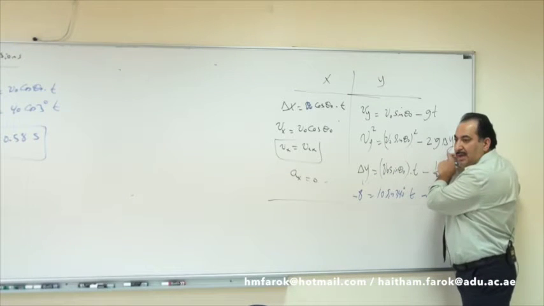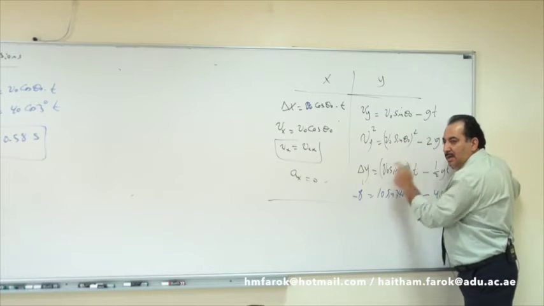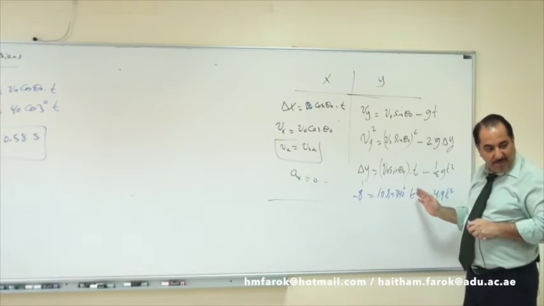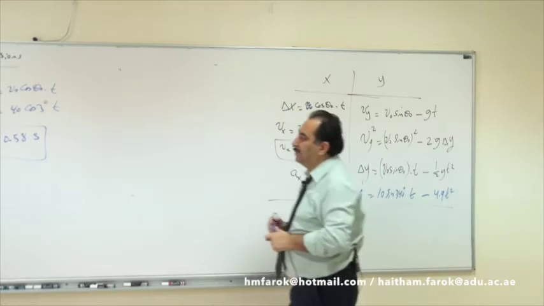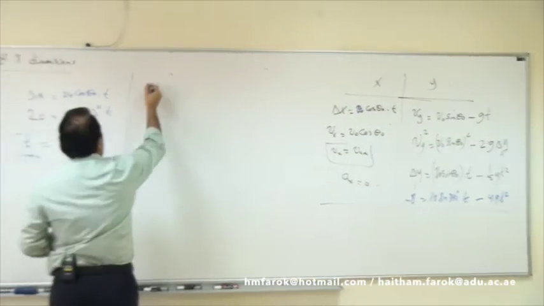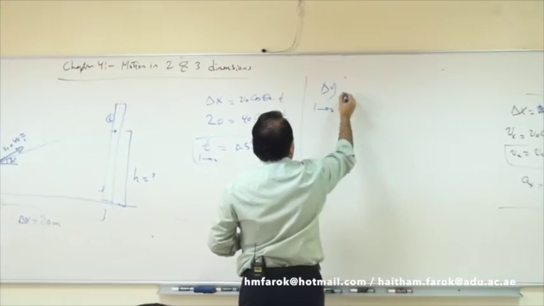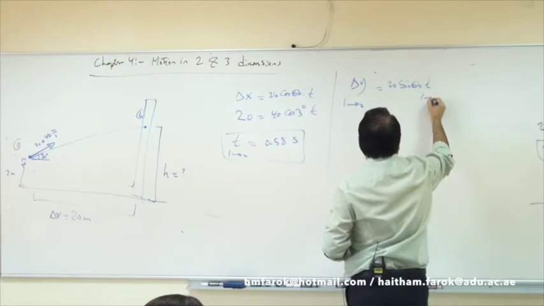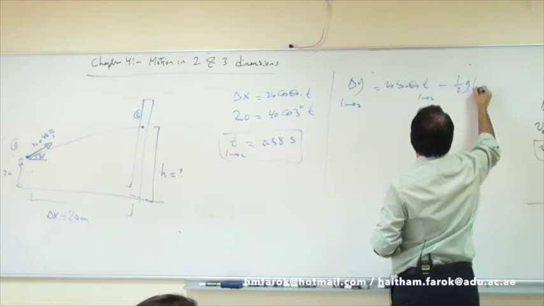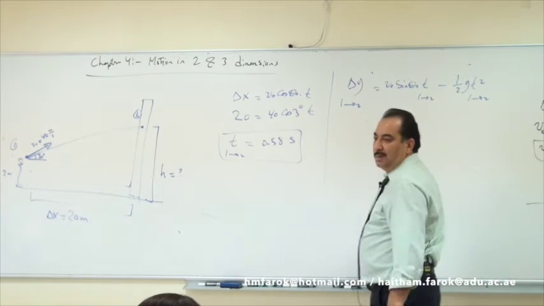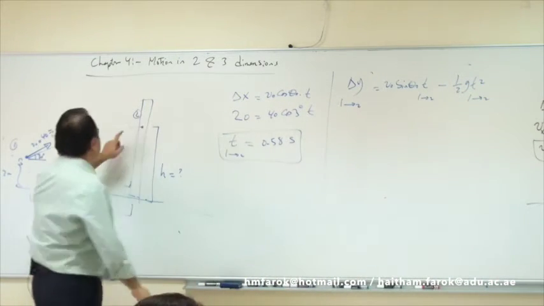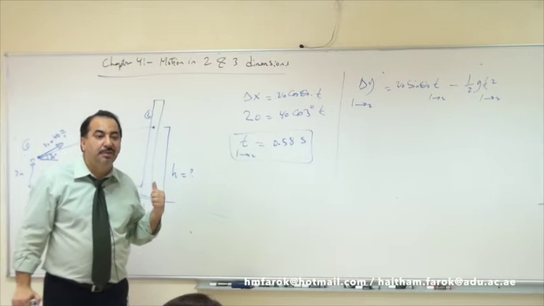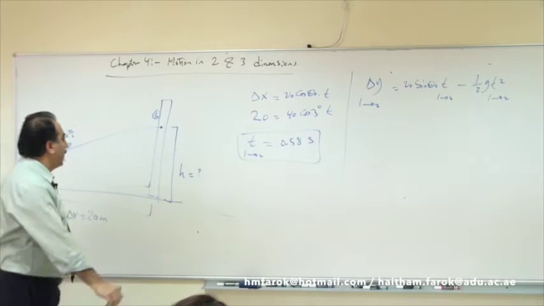I have delta y here. Of course, this will be much better because I have the time, yeah? So from 1 to 2, delta y from 1 to 2 is v naught sine theta naught t from 1 to 2 minus half g t square from 1 to 2. How much is delta y between 1 and 2? Unknown. Is it h? No. That's okay. So where is delta y?